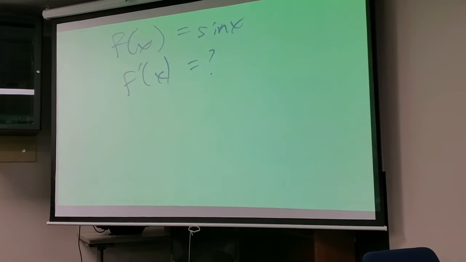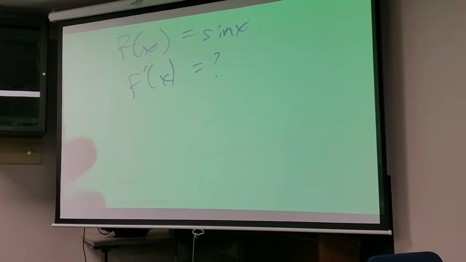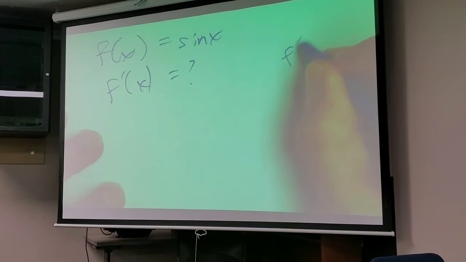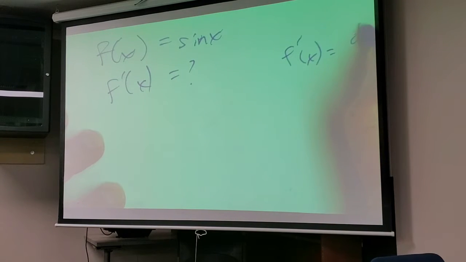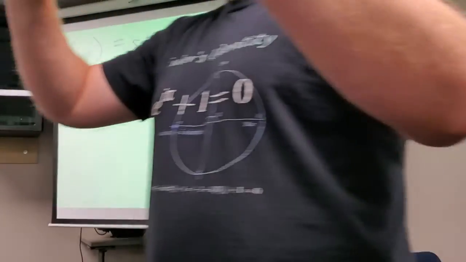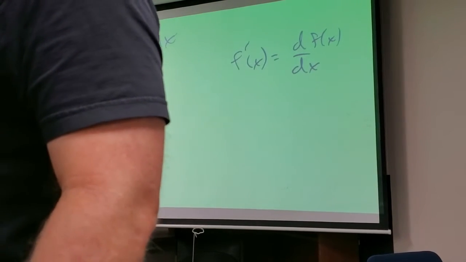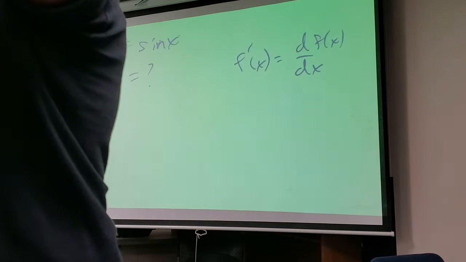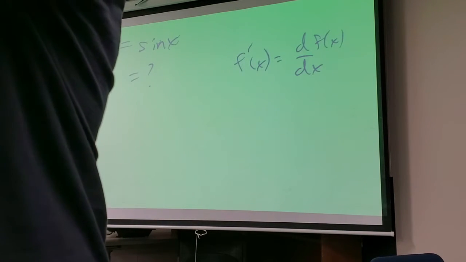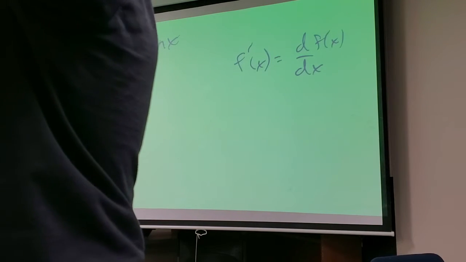So let me show you some different symbols for f prime that we're going to see. Another symbol for f prime is d by dx. Remind me what f prime is. Slope. Now go back to algebra. What is the basic definition of slope? Rise over run. Now spell that out for me. Now make that more wordy. The change in y's divided by the change in x's.